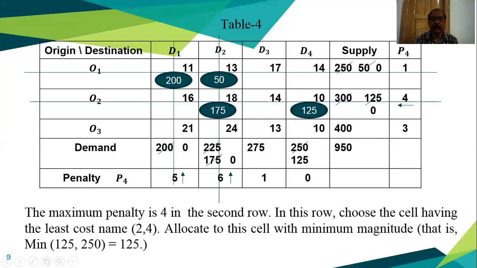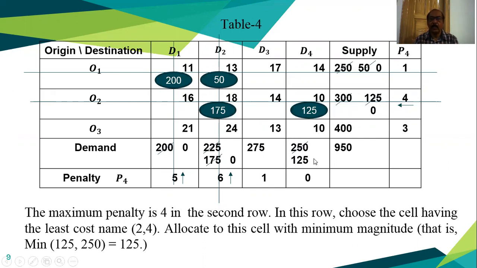And how much to be allocated? How much is available? 125. And demand is 250. So the minimum of 125 and 250 is 125. So we can allocate 125 here. So how much is left? 125 minus 125 is 0. That means origin 2, the second row, is again exhausted and blocked by a line. And after taking the 125, demand left is again 125 units.